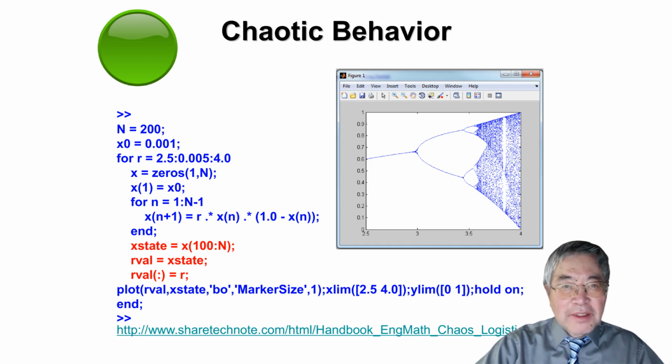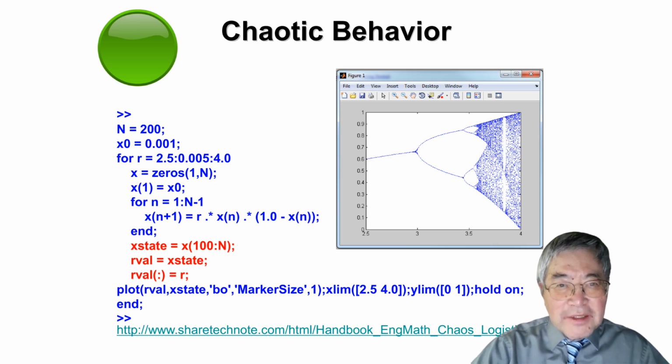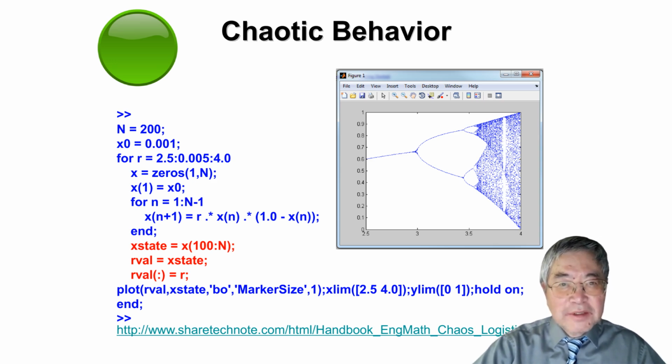What's remarkable is how the system's behavior changes as the growth rate increases along the horizontal axis. At low growth rates, the population, represented by the vertical axis, settles into a single stable value. As the growth rate rises, the population begins to oscillate between two values, then 4, then many. Eventually, it enters a state where the behavior appears random and unpredictable. This is what we call chaotic behavior.